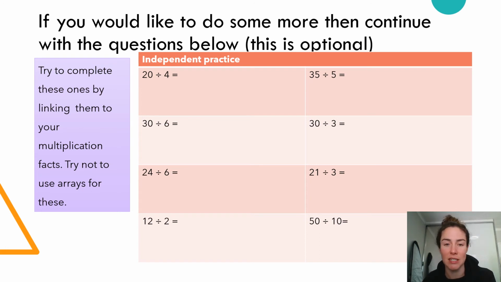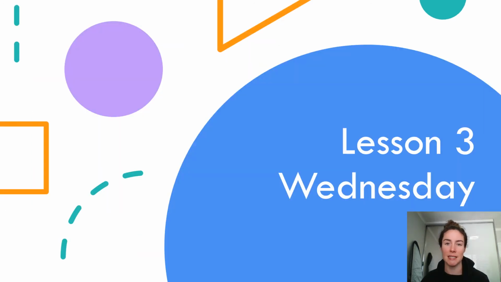If you want, you could still be using arrays to help you answer these questions, but I just thought I'd put this one in as a challenge for you to think about if you could link your multiplication facts to answer these division questions, but just remember that this slide is optional. This is Wednesday's lesson.